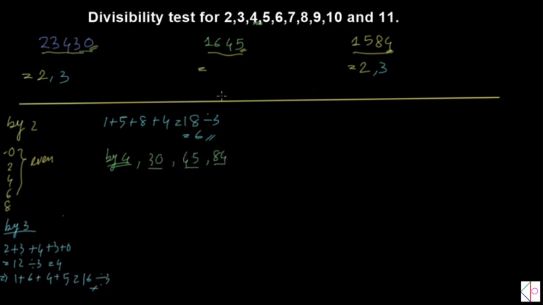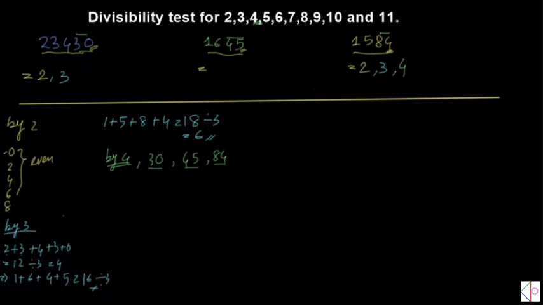Let us see whether 30, 45 and 84 are divisible by 4 or not. We know that 30 is not exactly divisible by 4, so 4 is not the exact divisor. The second one is an odd number, and finally 84 is divisible by 4, that means it is 21 times.